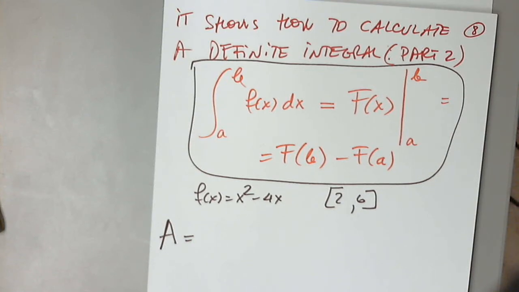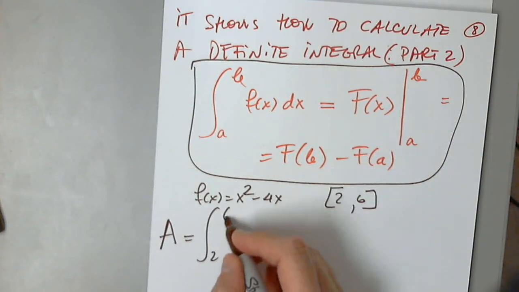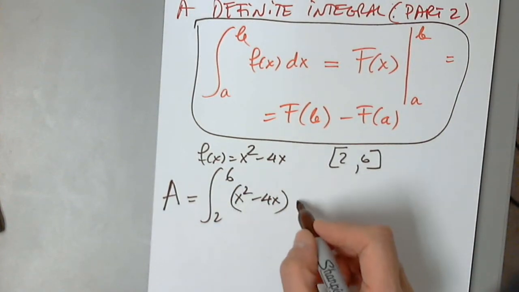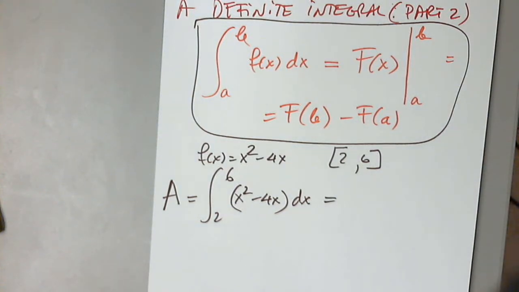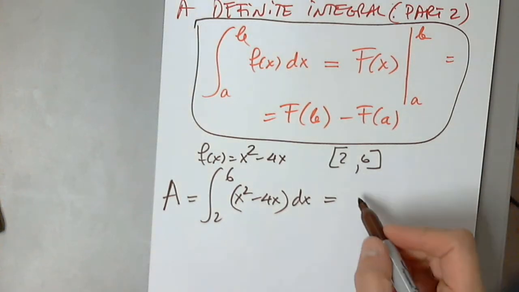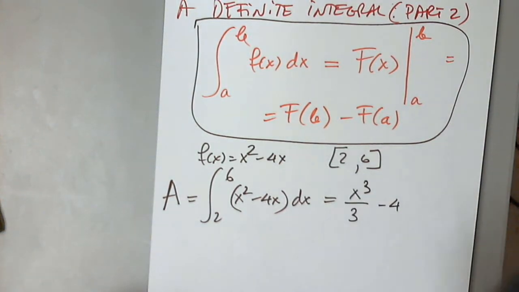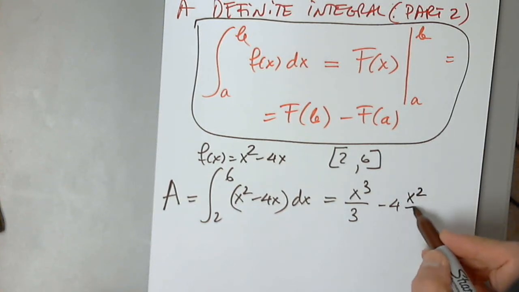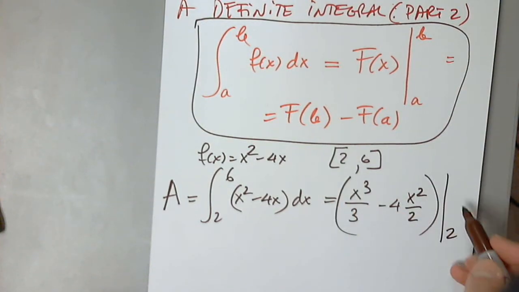So this would be the integral from 2 to 6 of, in parentheses, dx. Very good. There is no integral without dx. Can anyone give us the antiderivative of x squared? What function prime is x squared? X cubed. Very good. Minus 4. What function prime is x? Wait, no, it's not minus 4. Yeah. It would be 2x. So x squared over 2. Good. From 2 to 6.